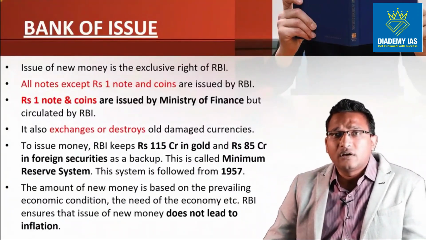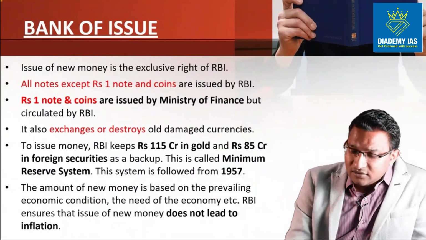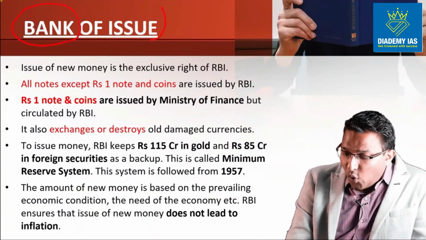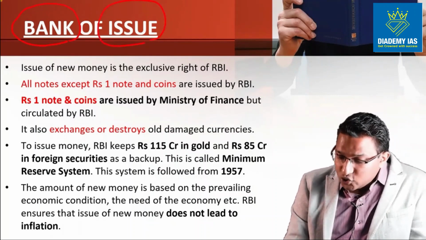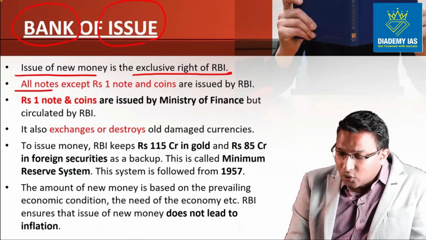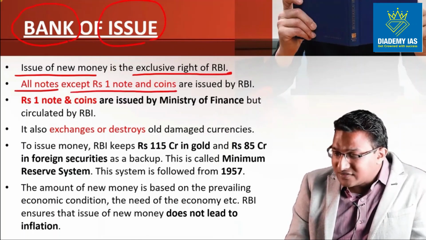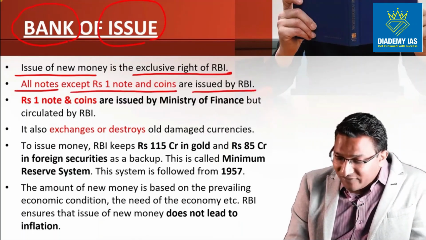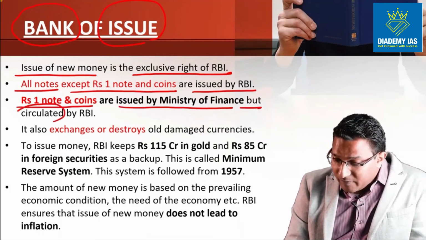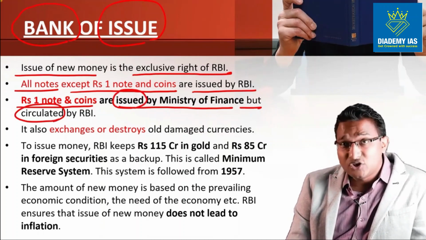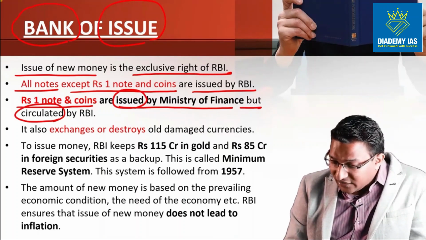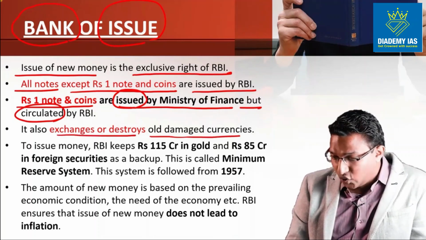Because of this issue of currency, the RBI is also called the bank of issue, right? So issue of new currency is the exclusive right of the RBI. All the notes except the rupee 1 note, and the coins, are issued by the RBI. Rupee 1 note and coins are issued by the Ministry of Finance but circulated by the RBI. So issue is done by the Ministry of Finance and circulation is done by the RBI. It also exchanges and destroys all damaged notes.